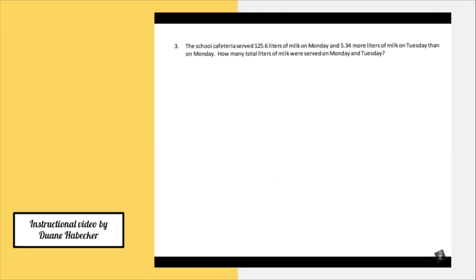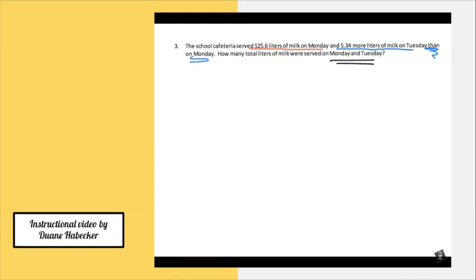Now here's a tricky one. To be honest, it took me a couple of times to read this to get it. So it says the school cafeteria served 125.6 liters of milk on Monday. That's a lot of milk. And 5.34 more liters of milk on Tuesday than on Monday. That's the key phrase right there. How many total liters of milk were served on both Monday and Tuesday?